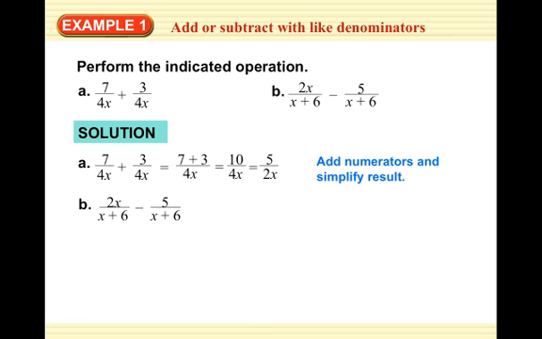For B, we have 2x over the sum x plus 6 minus 5 over the sum x plus 6. We've got a common denominator, so we're going to use our common denominator, and we're going to do the subtraction with the numerators. So 2x minus 5 over x plus 6.